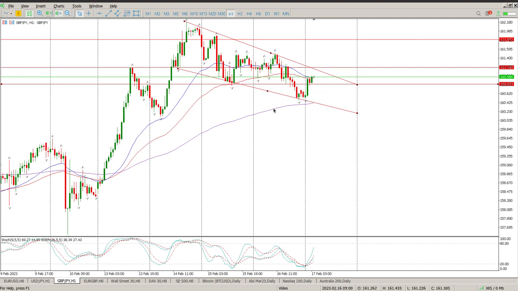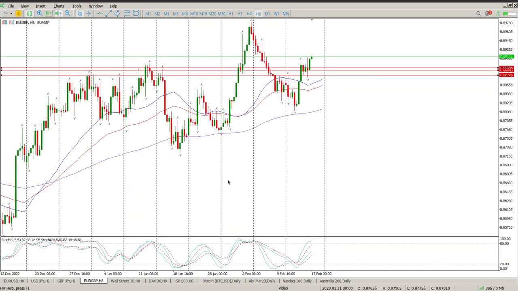There's nothing here on the hour that indicates we need to be short just yet. So that's kind of a sit and wait for that one and see if we do get the break to the upside, which will trigger longs.